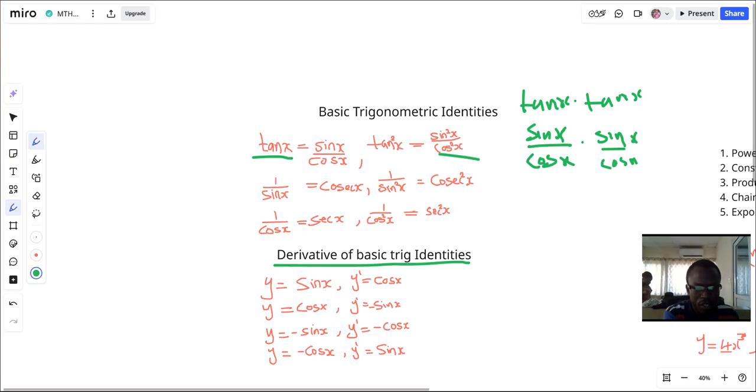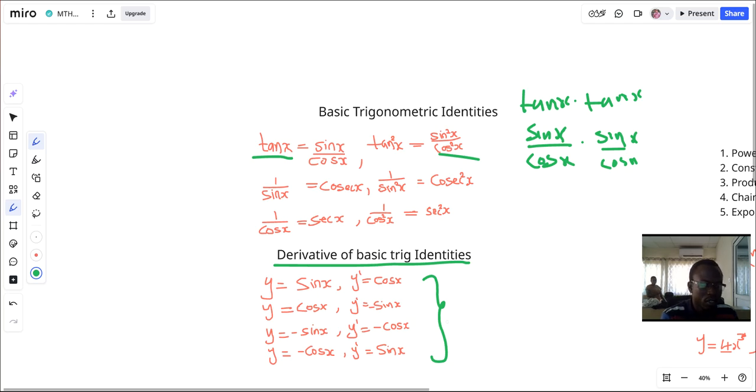Memorize it: the derivative of sin x is equal to cos x. The derivative of cos x is equal to minus sin x. The derivative of minus sin x is equal to minus cos x, and the derivative of minus cos x is equal to sin x. For now, just put it in your head, just put it there.